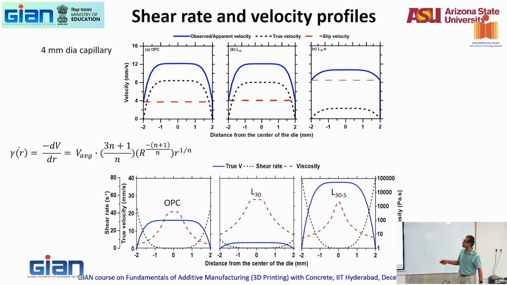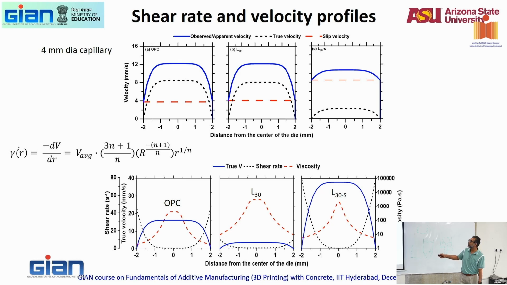You're extruding it, so for a certain pace, we'll show you different pace here. So this is OPC. That is your observed apparent velocity. That's your true velocity. And that's a slip velocity. See, slip velocity is fairly constant because at that slip zone, and it's going to be lower than the apparent true velocity for a 4 diameter capillary. These are for OPC. This is for a limestone mix. This is when you have a superplasticizer.